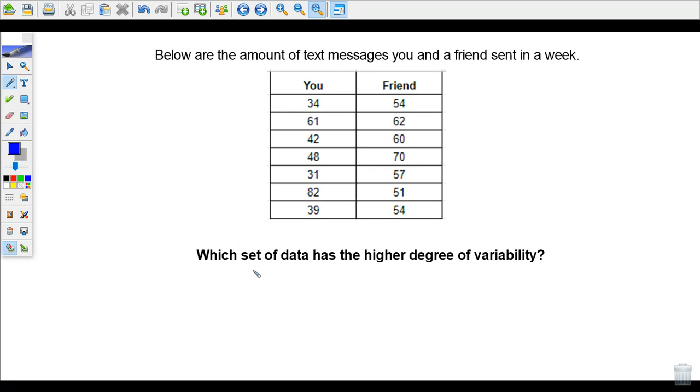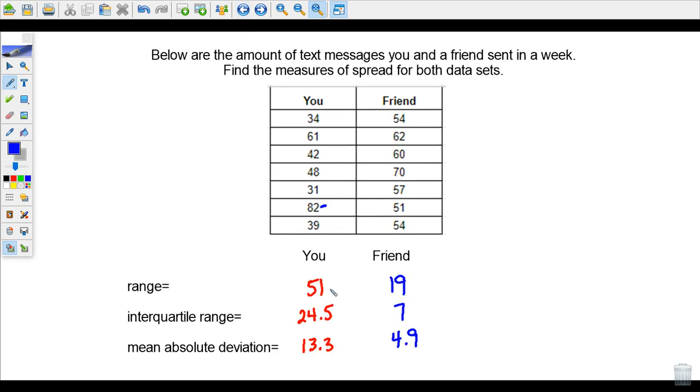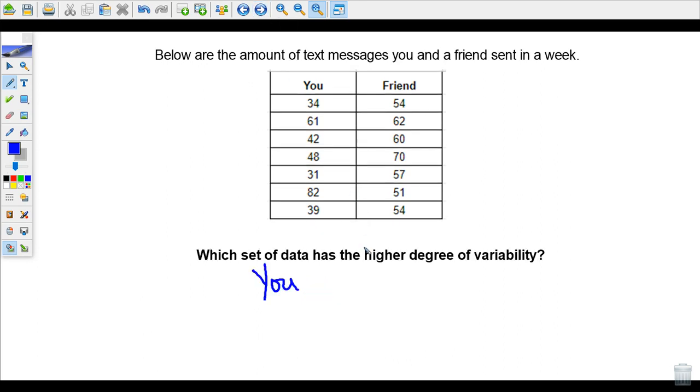And again, if we were answering this in sentence form using complete sentences, you would say the data with the higher degree of variability are my text messages sent in a week because, and then you would use your calculations, because my range was higher than my friend's. My interquartile range was higher than my friend's. My mean absolute deviation was higher than my friend's. Because all those numbers are higher, that means my data is more inconsistent, it's more spread out, which means it has a higher degree of variability.